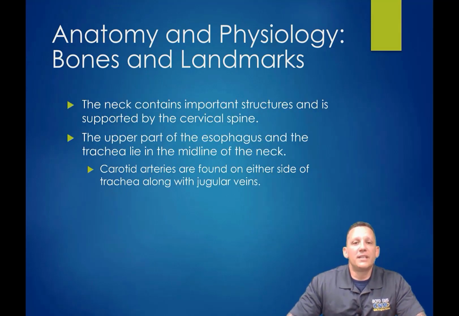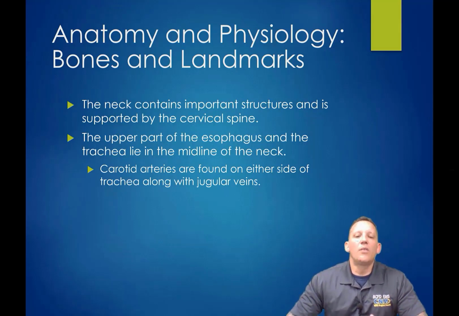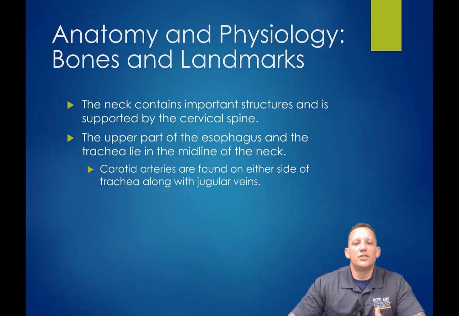As we've talked about in previous lectures, the neck contains many important structures with very large vasculature into and out of the brain, the airway, as well as a lot of muscles that are controlling and stabilizing the skull, along with the cervical spine. The upper part of the esophagus and the trachea are midline in the neck. The carotid arteries are found on either side of the trachea, along with the jugular veins, with the jugular veins obviously being more superficial than the carotid arteries.